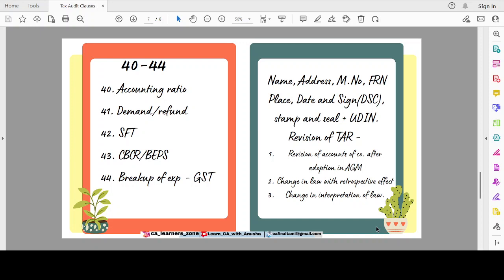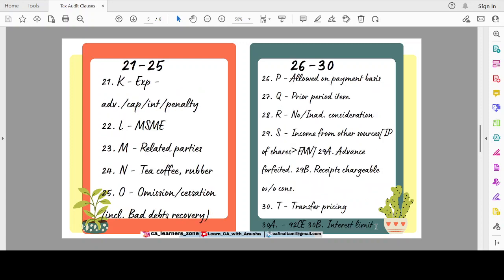Okay, accounting ratio, demand and refund, SFT, CBCR, BEPS, breakup of expenditure, GST. Accounting ratio, demand/refund, SFT, CBCR/BEPS, breakup of expenses, GST. Let's repeat. Accounting ratio, demand/refund, SFT, CBCR, BEPS, breakup of expenses, GST. So let's recall once again.